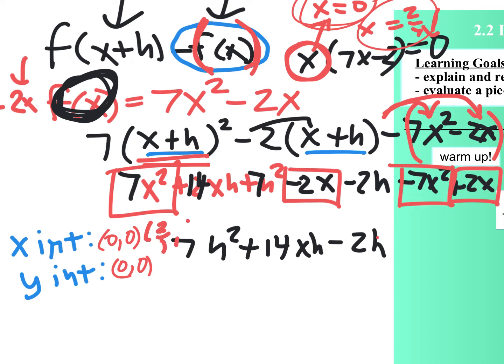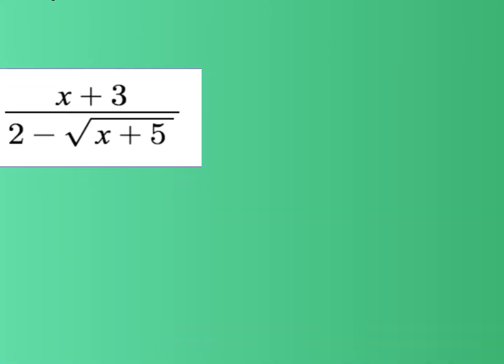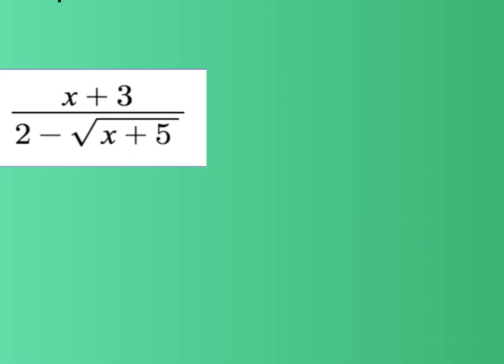2/7, comma 0. Okay, we should move on. That is an implied domain question. And right off the bat, my eye gets drawn right here. Can you tell me why my eye should be drawn right there? There's actually 2 reasons. Can you tell me one of them?